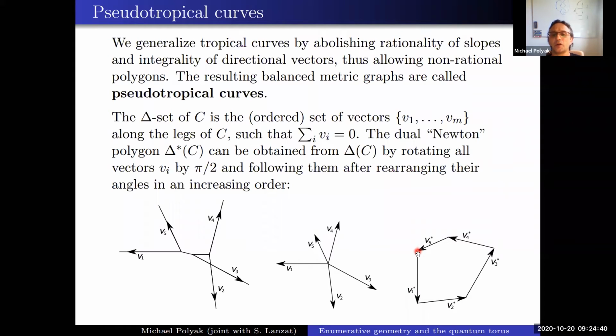And in the end, you will return to the same point just because the initial vectors add up to 0. And so, of course, after the rotation, they will also add up to 0. Right? So this picture which you get is the dual polygon, which in a sense plays the role of the Newton polygon corresponding to this curve. And you could also make sense of its decomposition, but I will not talk about that because the recipe is slightly more complicated.